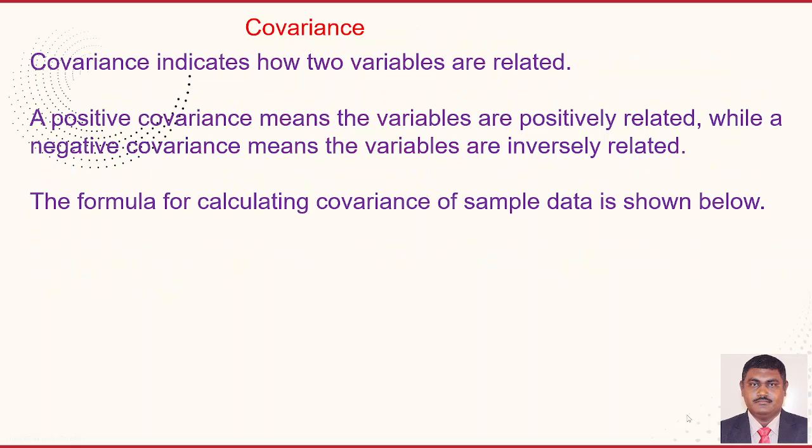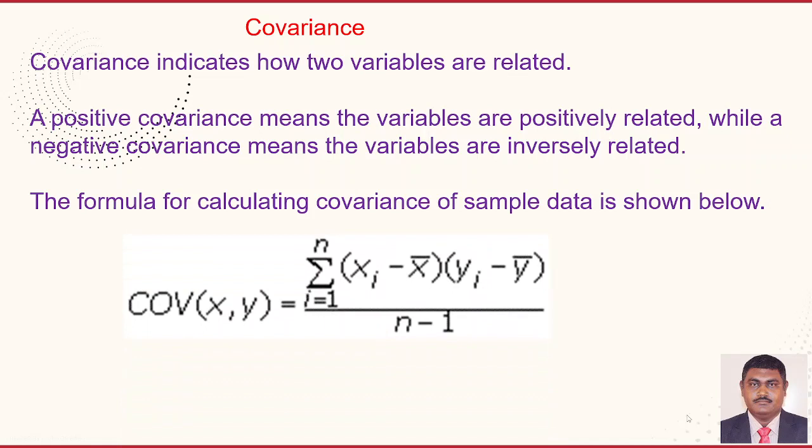Covariance indicates how two variables are related. A positive covariance means the variables are positively related, while a negative covariance means the variables are inversely related. The formula for calculating covariance of sample data is shown below. So the covariance COV of x comma y is equal to sigma i equals 1 to n, (xi minus x bar) into (yi minus y bar), divided by n minus 1.